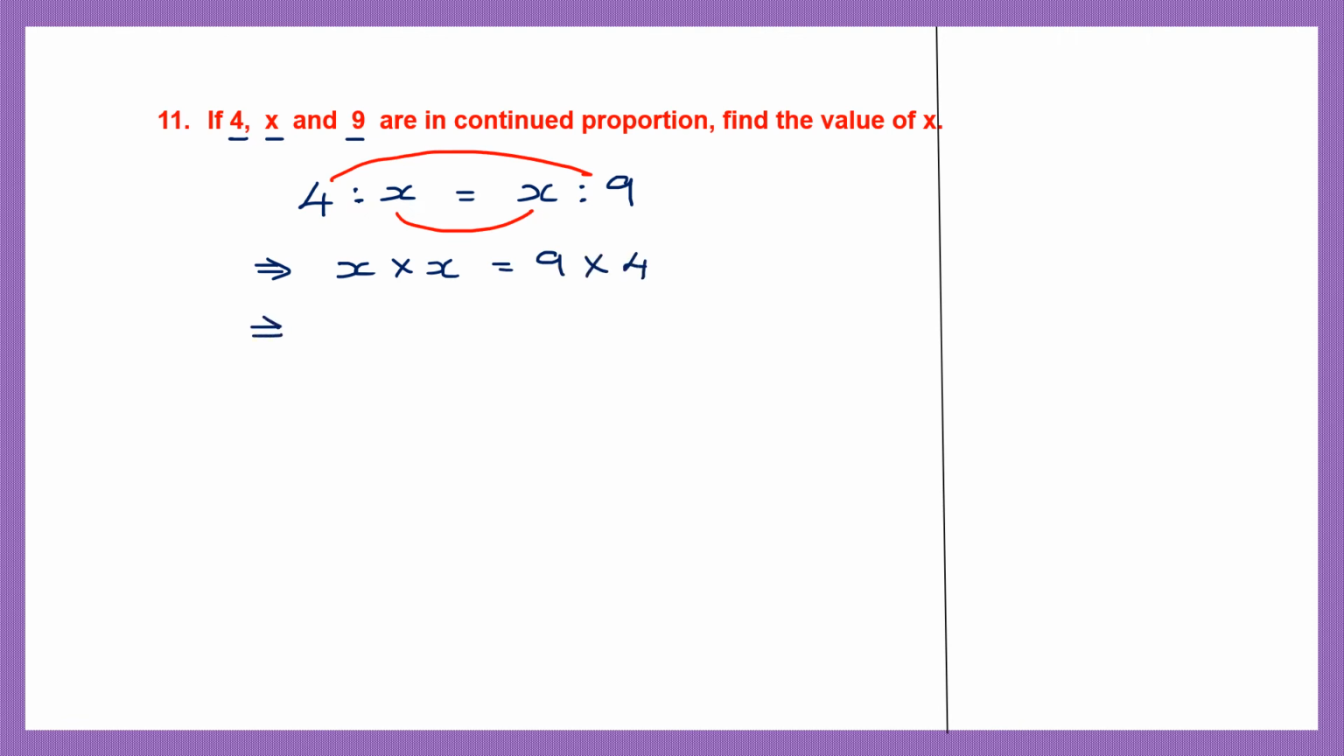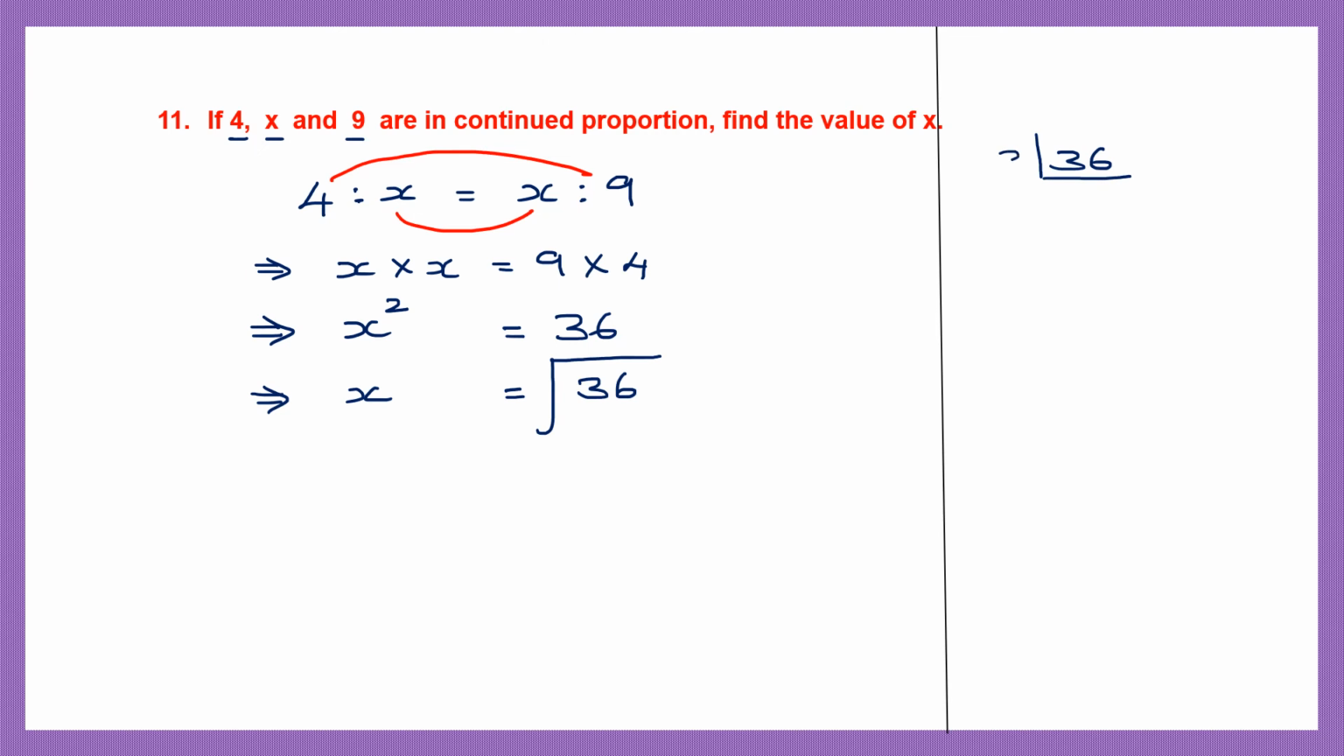So x into x means x to the power of 2. There are 2 of it, isn't it? So x to the power of 2 equals 9 fours are 36. So to find the value of x by itself, we have to find something called the square root, because x square is 36. So x will be square root of 36. So let's find the square root of 36 by finding all the factors like we did earlier.